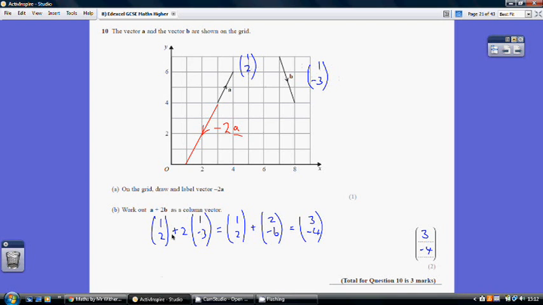So that's what I've done down here. So 2 lots of the B, 2 lots of the 1, minus 3, 2 times 1 is 2, 2 times minus 3 is minus 6. So it's 1 over 2 plus 2 over minus 6, so just add across, 1 and 2 is 3, 2 added together with minus 6 is 2 minus 6, which is minus 4. So 3, minus 4 is our final answer.